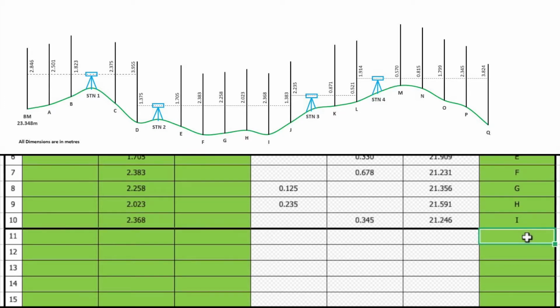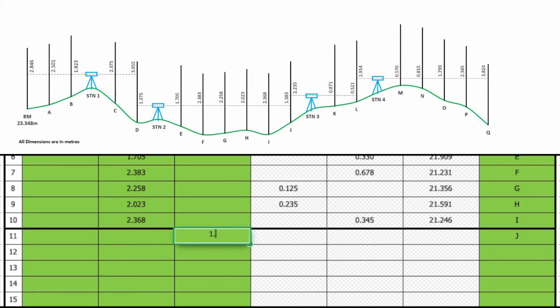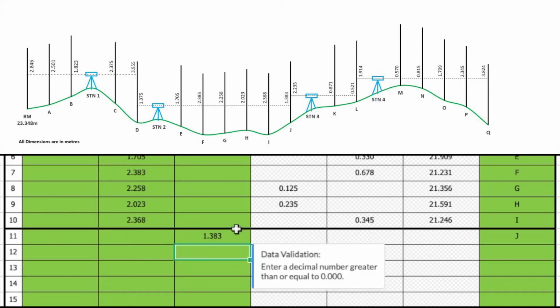And point J, this is the last reading before the level is moved. So it is a foresight, so the value is entered underneath the foresight column, 1.383. The staff is held in position at point J. The level is moved to station 3.